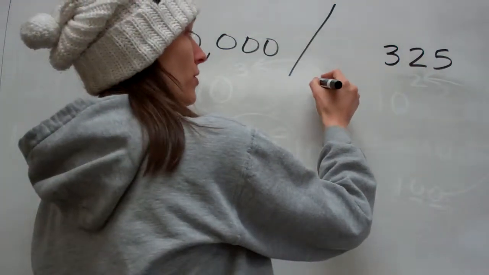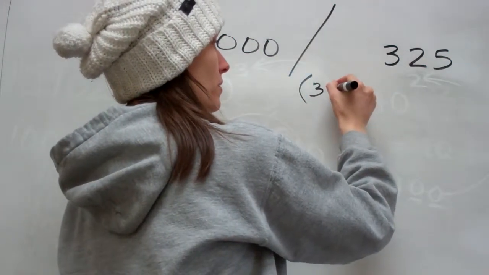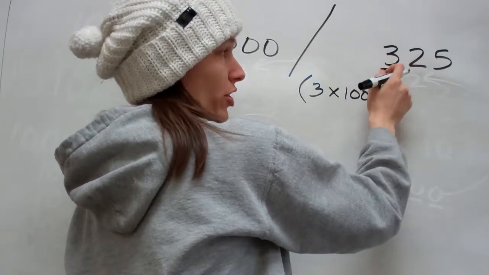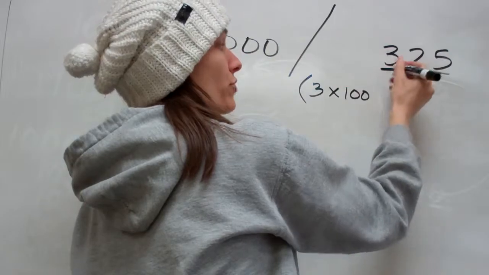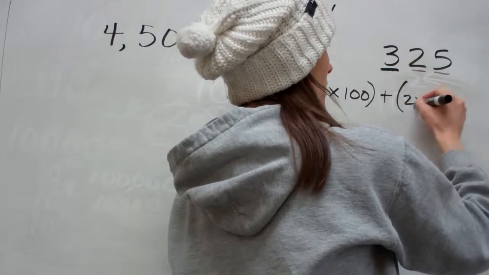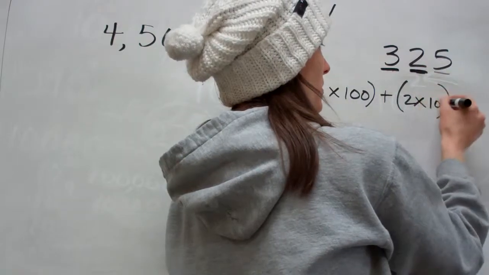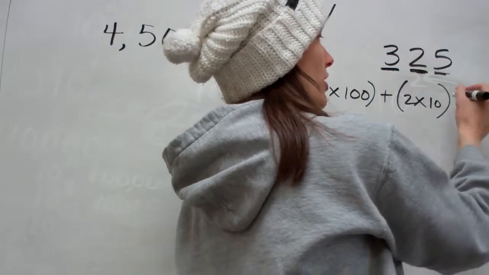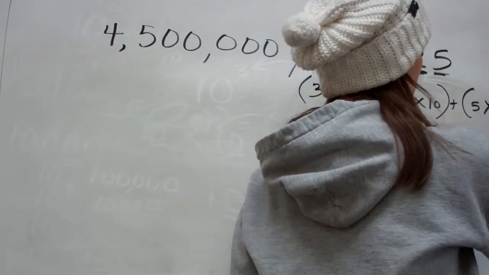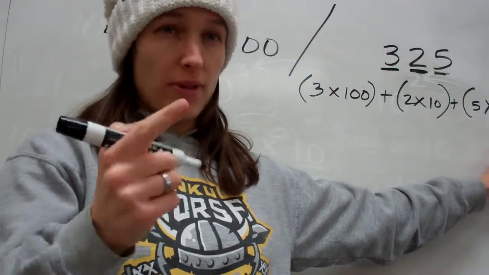It'd be in parentheses, and then it's 3 times 100. Why 100? Because that's the value of it, or you can even say that's the ones, tens, hundreds spot. And then you put plus, and then 2 times 10. Why 10? Because that's the value of it. That means 20. 2 times 10 is 20. And then plus 5 times 1, which equals 5, right? Does everybody understand how to do this one? Do you remember that, Garrett?